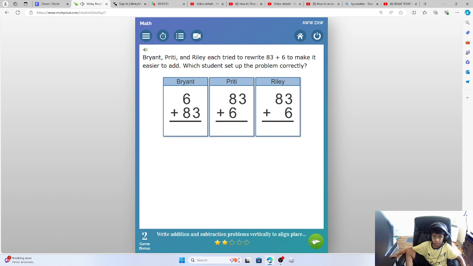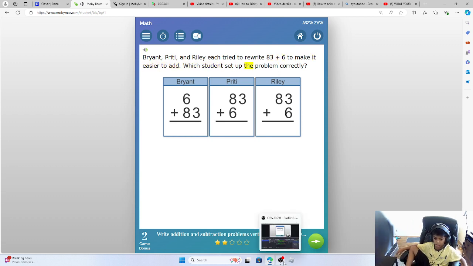When subtracting, next. Bryant, Preeti, and Riley each tried to rewrite 83 plus 6 to make it easier to add. Which student set up the problem correctly?